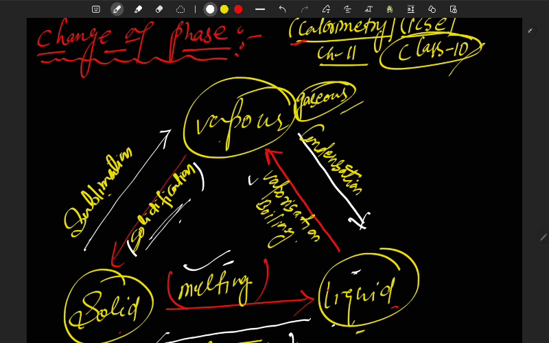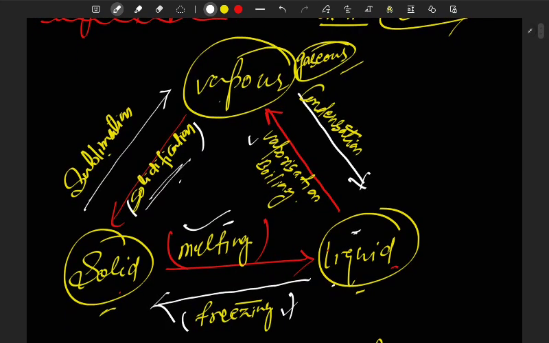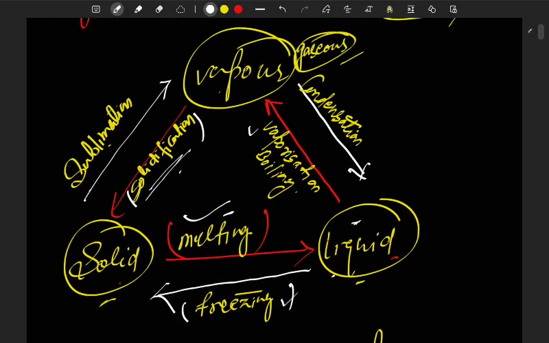Whenever any substance is changing its state, like from solid to liquid, or from liquid to vapor, or from vapor to solid, that type of process is called change of phase. In change of phase, certain terms you have to understand first. Suppose this solid is going to convert into liquid. The process in which solid converts into liquid is called melting.